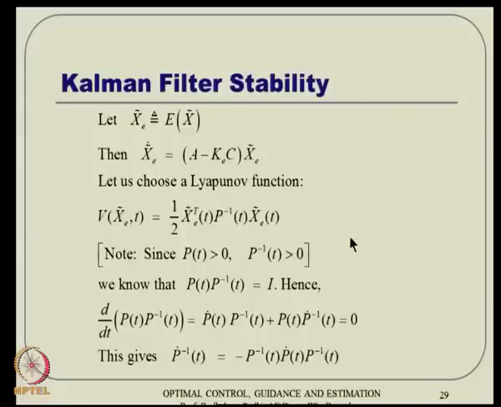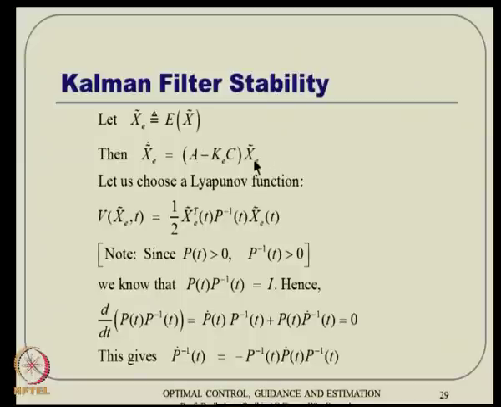Then, what about this filter stability issue, because everything is changing in time and I do not know what will happen? So, we will define this xc tilde for algebraic simplicity. We introduce this new notation: xc tilde is the expected value of x tilde, and xc tilde dot is the expected value of x tilde dot, and we have derived before that this derivative turns out to be something like this.